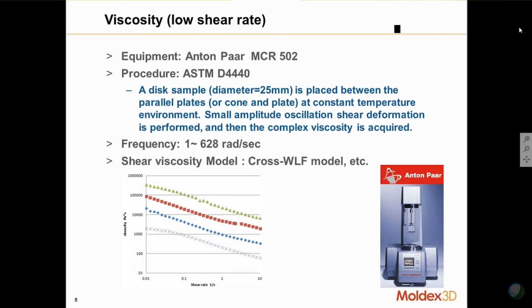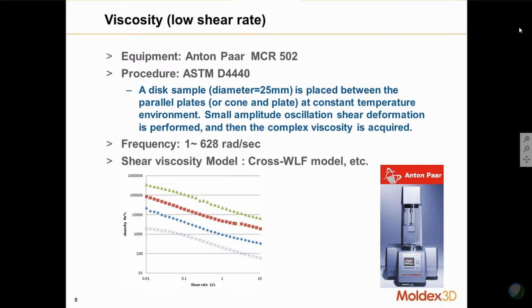For the low shear rate range, this is what I was describing earlier, because at the low shear rate range, what we have is a transition from the Newtonian region to a non-Newtonian region. So we need to capture that plateau. It is important to have this piece of data when we are doing the simulations. That's why we use these rotational rheometers.